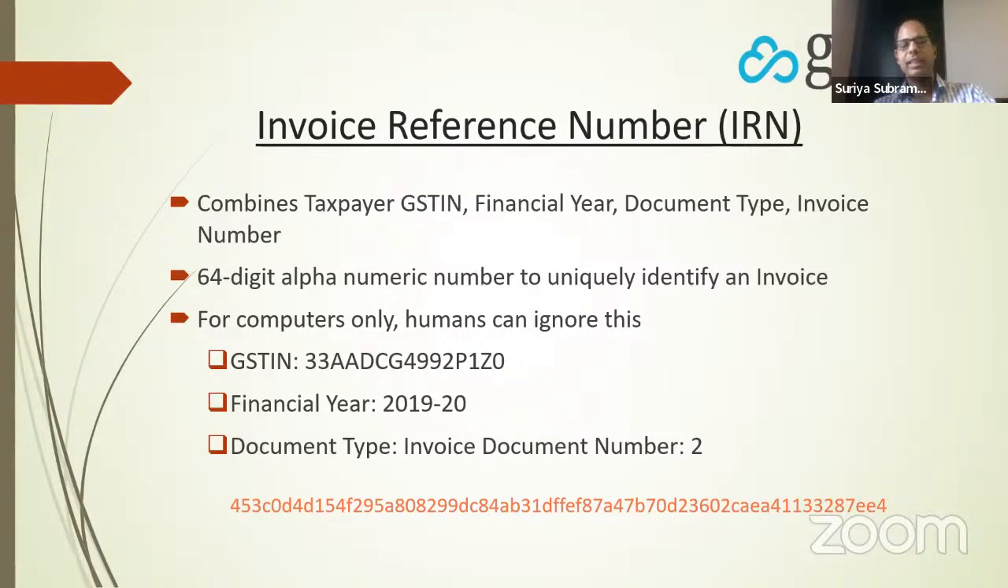There is one on the screen. It starts with 453C0 and ends with EE4. Nobody is going to be able to read this number. Maybe you can copy paste this, but there is no use for this number for human beings. It's only there for the systems to verify that the same invoice has not been generated. The key point is that this number is unique. Once assigned to some particular invoice, it can never be used by anybody in the system. All right.